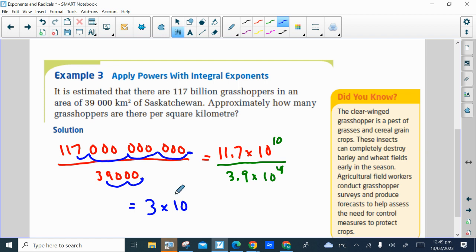And now we're also going to divide the powers. 10 to the 10 divided by 10 to the 4. We're dividing powers with the same base. So we can subtract the exponents and keep the base the same. 10 minus 4 is 6.